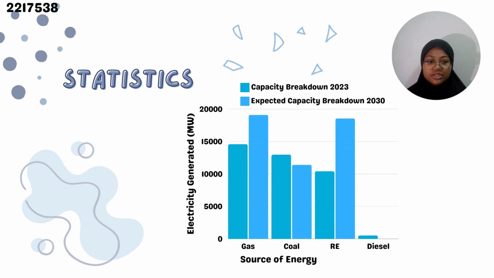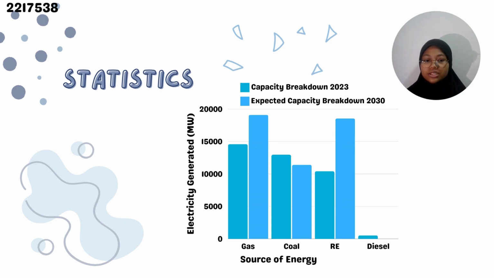According to the Natural Resources, Environment and Climate Change Minister, Nik Nazmi Nik Ahmad, the capacity breakdown for the year 2023 and the expected one for 2030 is based on the graph shown. Firstly, the capacity for gas is 15,000 megawatt in 2023, and the expected capacity might increase to 19,000 megawatt in 2030. Following that, coal might remain almost the same, with 13,000 megawatt in 2023 and 11,000 megawatt in 2030.